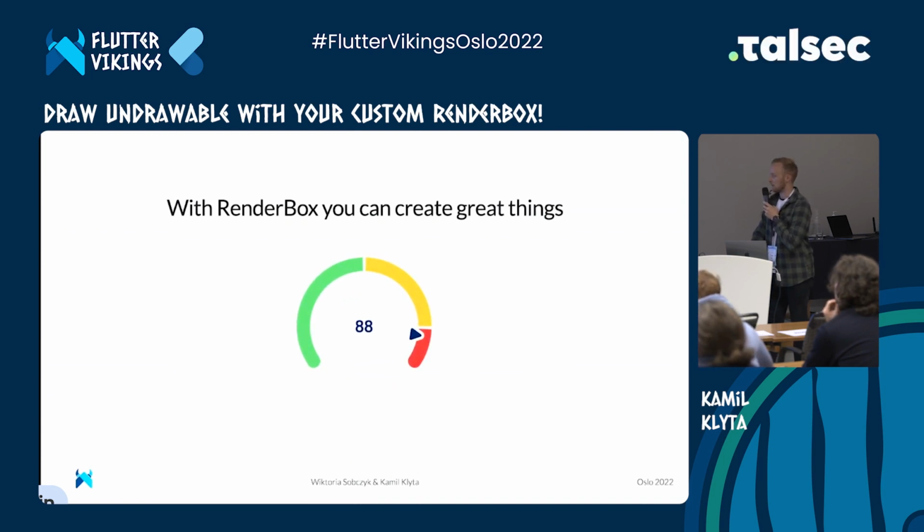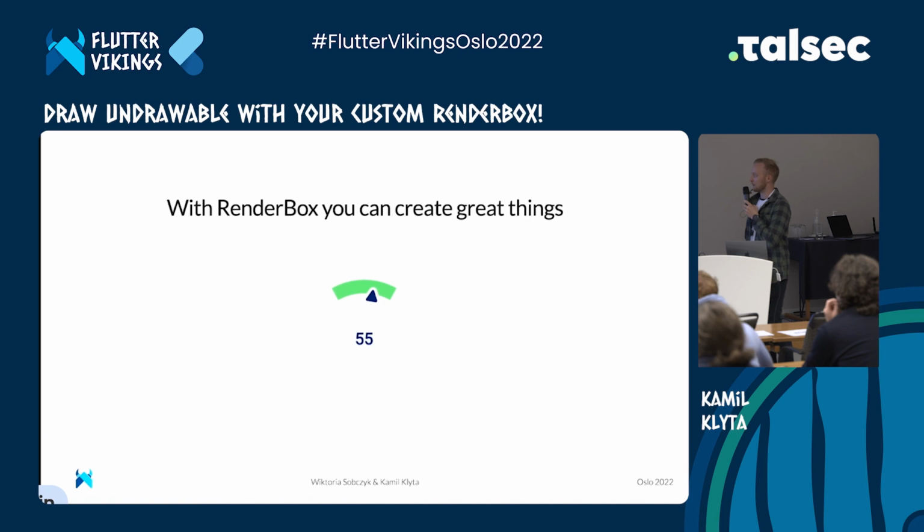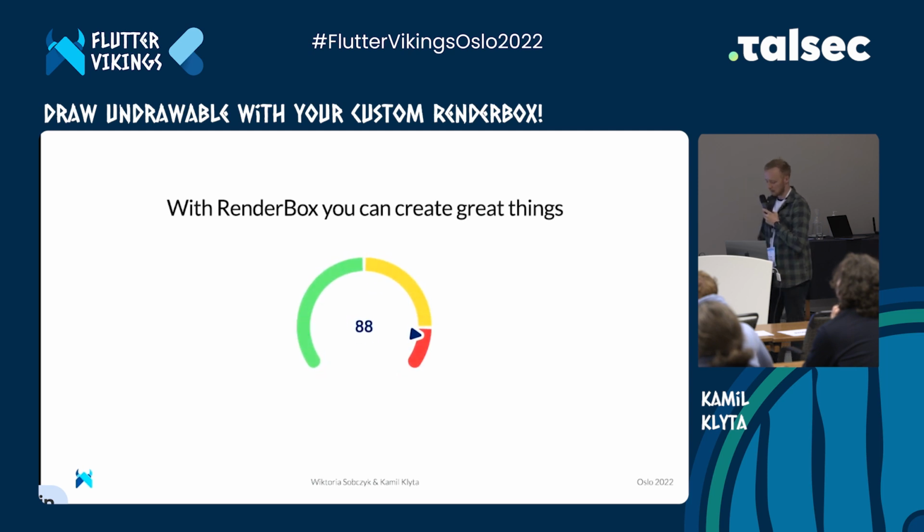This is an example of a gauge indicator that we did in our application a few months ago. As you can see, this is maybe not the easiest thing to achieve with only simple widget composition, because of the many custom paintings. Also, the size of this widget changes when the degree of this gauge changes. So yeah, there is a lot of mathematics underneath.